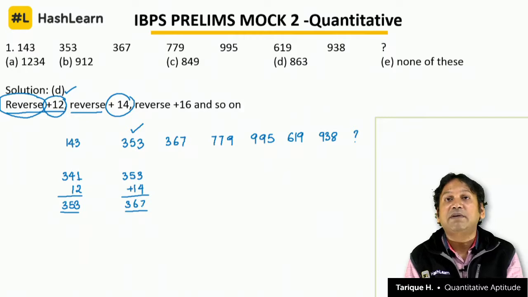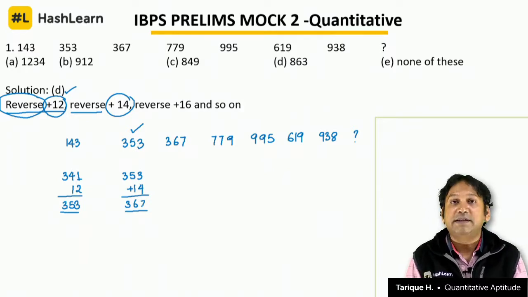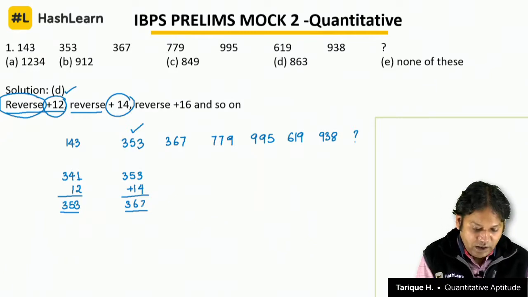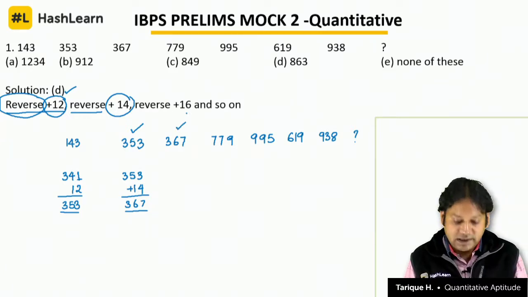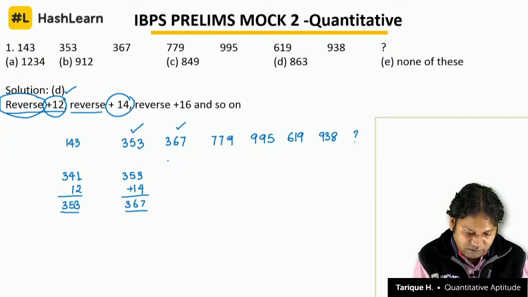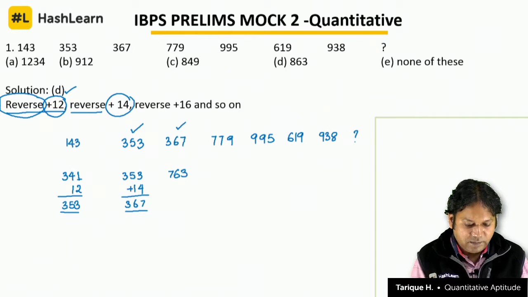इस तरह क्वेश्चन पहले आपने देखा नहीं होगा एग्जाम में, रिवर्स करके जो क्वेश्चन बनाया गया है सीरीज का, completely new है ये. Okay, so we got the number 367. Now if you reverse this number 367, this will become how much? 763. Now what are we going to add? We are going to add 16.